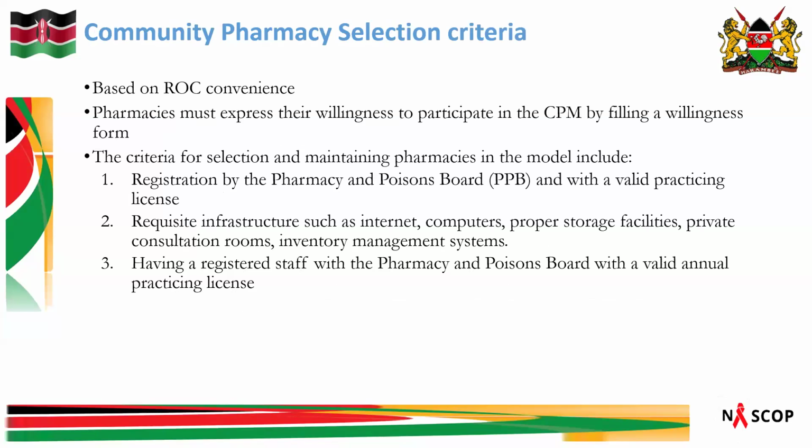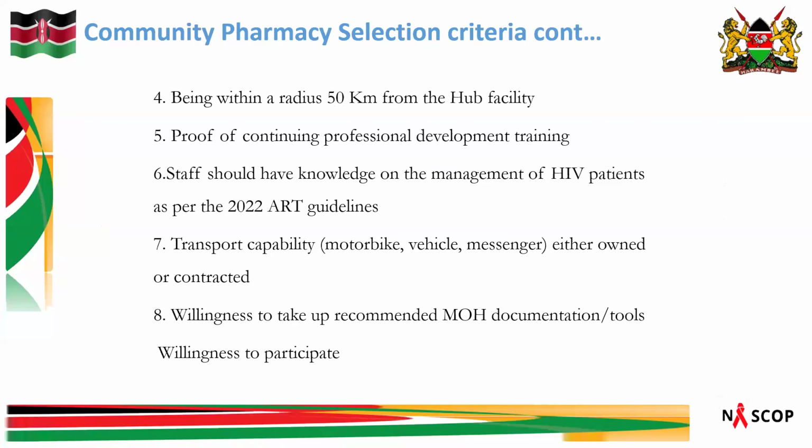So, what about the criteria for selecting a community pharmacy? First, it is based on client convenience, and then the pharmacies must be able to express their willingness to participate in the model by filling a willingness form. And then the criteria for selection and maintaining pharmacies in the model includes: the pharmacy must be registered by PPB, should have the requisite infrastructure, have staff registered with PPB with a valid annual practicing license, and should be within a 50 kilometers radius from the hub facility. This is for the convenience of picking the medications.